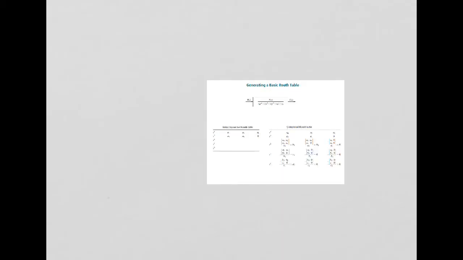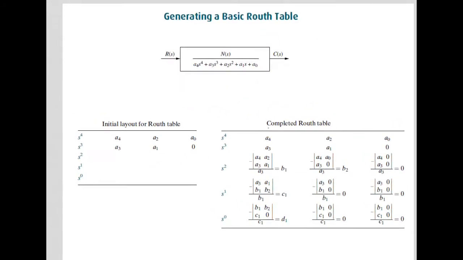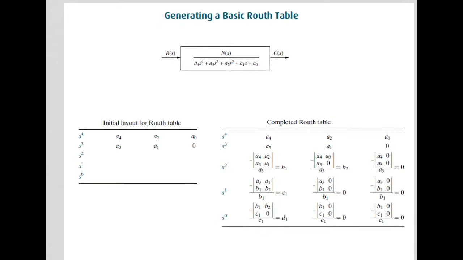Now let us come to generating the basic Routh table. Since we are interested in the poles only, we focus our attention only on the denominator. The first table is the initial layout of the Routh table, and this is the completed Routh table.